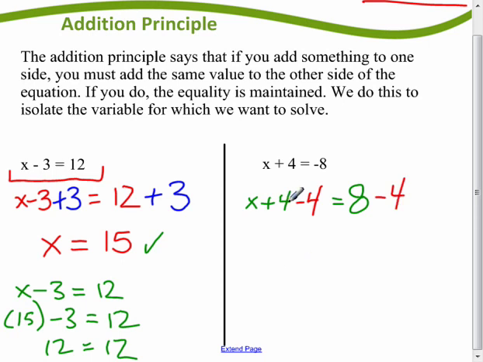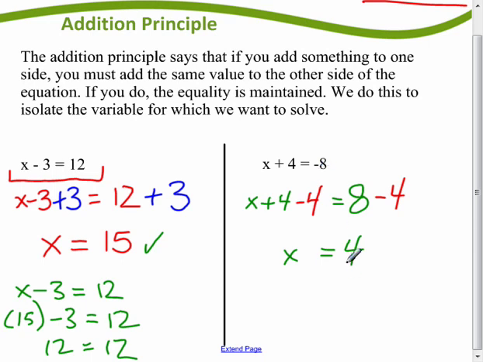So 4 take away 4 is 0, so on the left side I'm left with x, 8 take away 4 is 4. Again, if I go back and check, 4 plus 4, oh, this says negative 8. Isn't that good, eh? I didn't do that on purpose, but it's given me a chance to talk about checking. I went back and 4 plus 4 is equal to 8, not a negative 8.